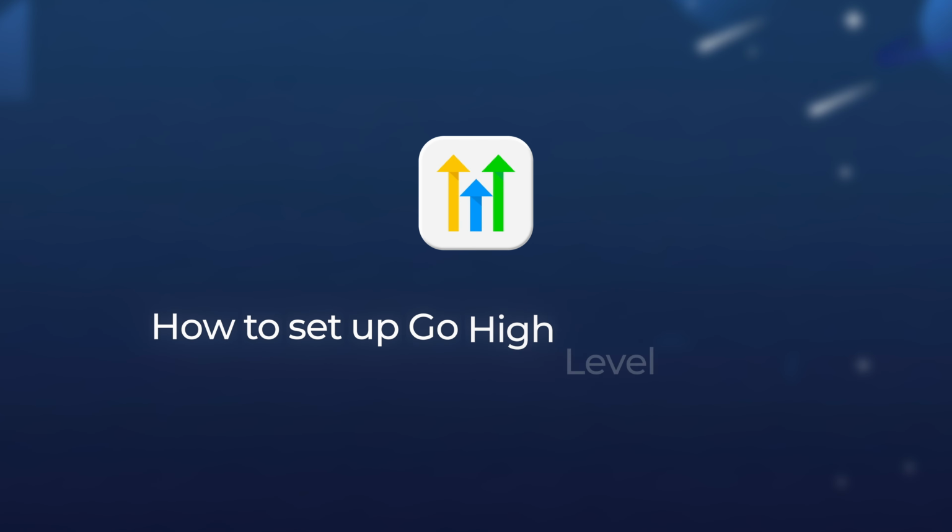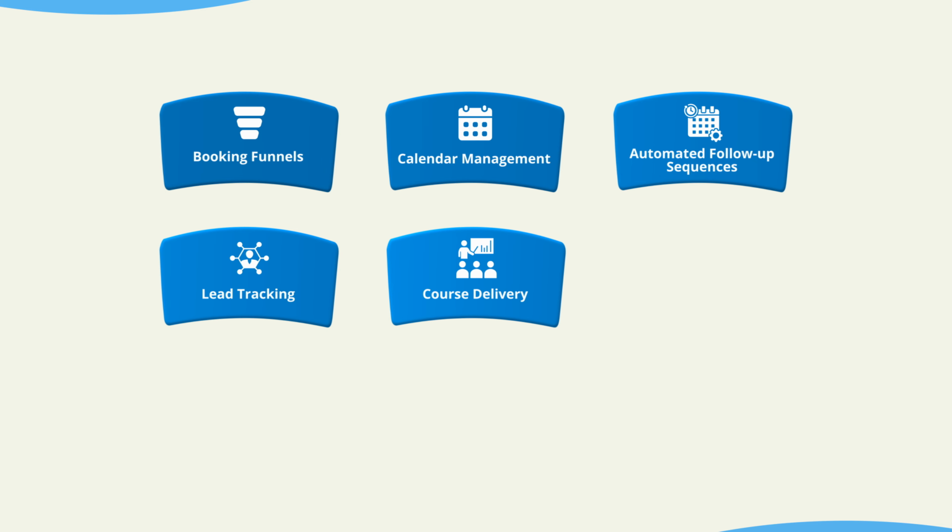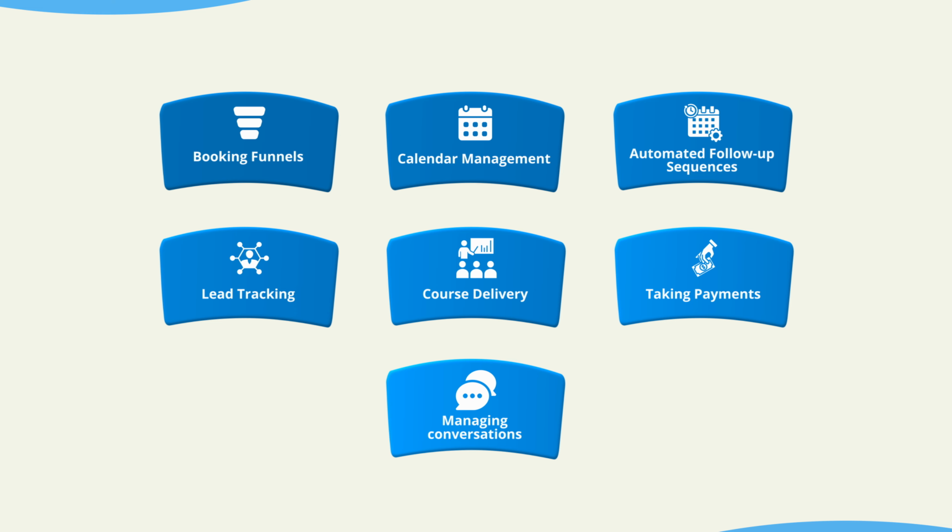In this video, I'm going to walk you through how to set up GoHighLevel for your coaching business. I'll be showing you the 7 core features that every coach should set up in HighLevel: booking funnels, calendar management, automated follow-up sequences, lead tracking, course delivery, taking payments, and managing your conversations from all platforms. Each section is timestamped below so you can jump to what you need.